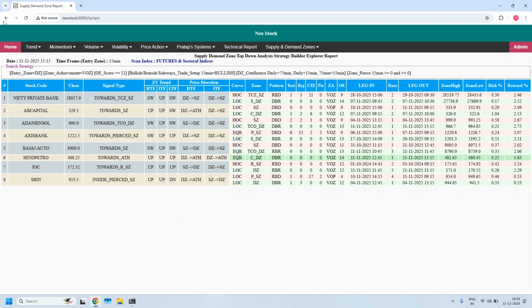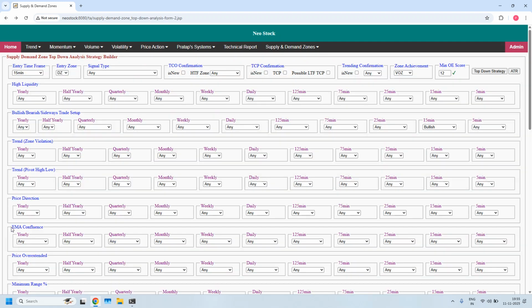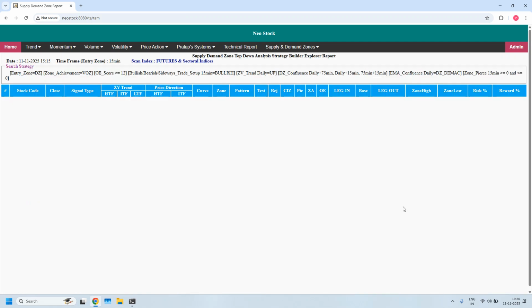Let's again apply daily demand zone having daily EMA confluence filter. And also trend at daily should not be sideways, should be uptrend only, bullish trade setup. So no stocks are having high probability trade setup supported by daily demand zones as per the second strategy.